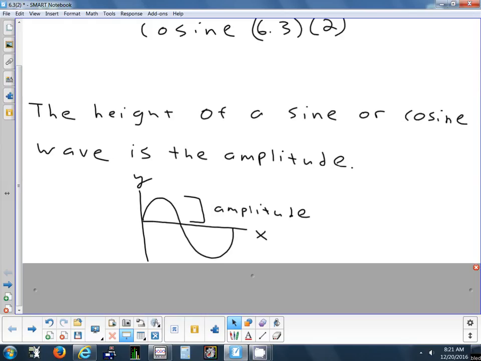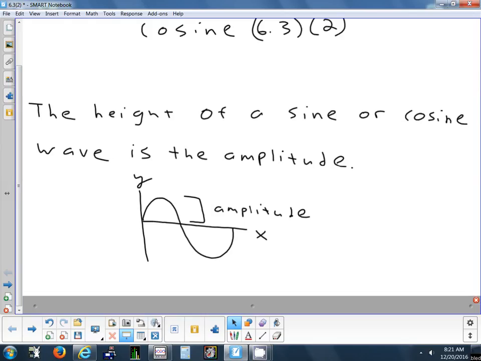Okay? Now, since we're measuring a height, okay, amplitude is a height, what kind of number do you think amplitude always has to be? It always has to be a positive number. So if you're describing the amplitude of a function, you should never give me a negative number. Okay, and I mentioned that in the next slide.